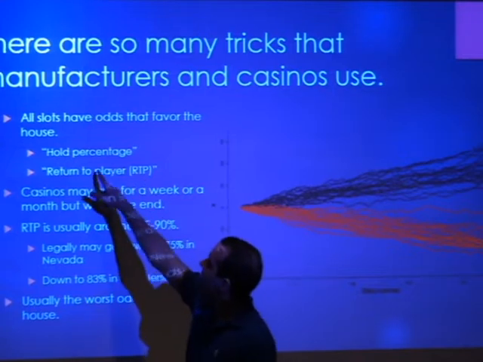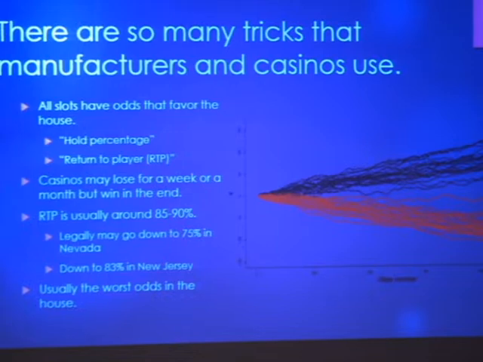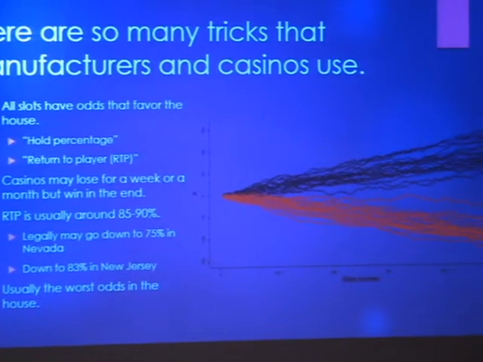Most important thing to understand is that all slots have odds that favor the house. Okay? Just like anything in a casino, the house is going to win. In fact, slots are kind of the biggest culprit of this. But in general, there's something called a hold percentage or return to player, return percent. A lot of different ways to talk about this quantity. But on average, a slot is going to take in more than it's going to pay out. And all different slot machines, no matter whether you're playing the Game of Thrones slot machine or the Wheel of Fortune slot machine, they're all going to pay out roughly the same amount.